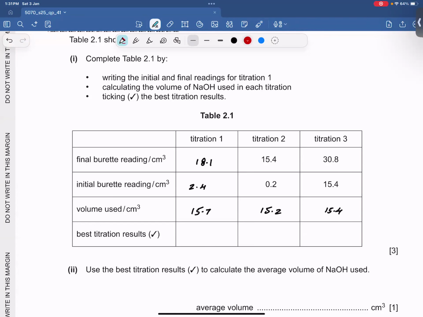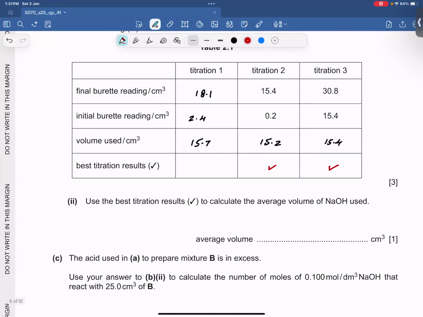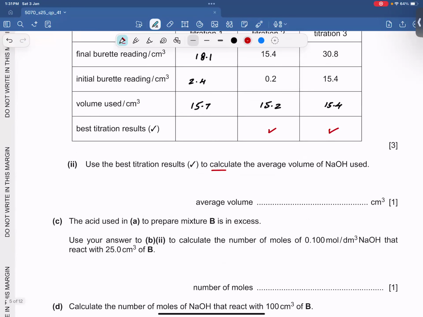Now 15.4 and 15.2, I mean titration 2 and titration 3, are the best titration results because the concordant readings exist within 0.1 cm³ difference of volume. We need to find out the average volume of NaOH. So what we can do is add these two values and divide by 2. And so we'll get 15.3 cm³.